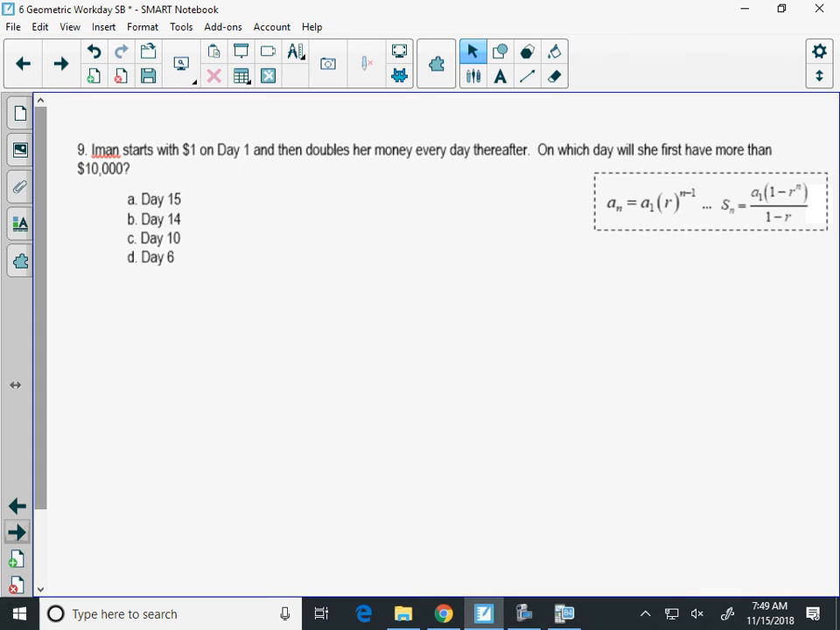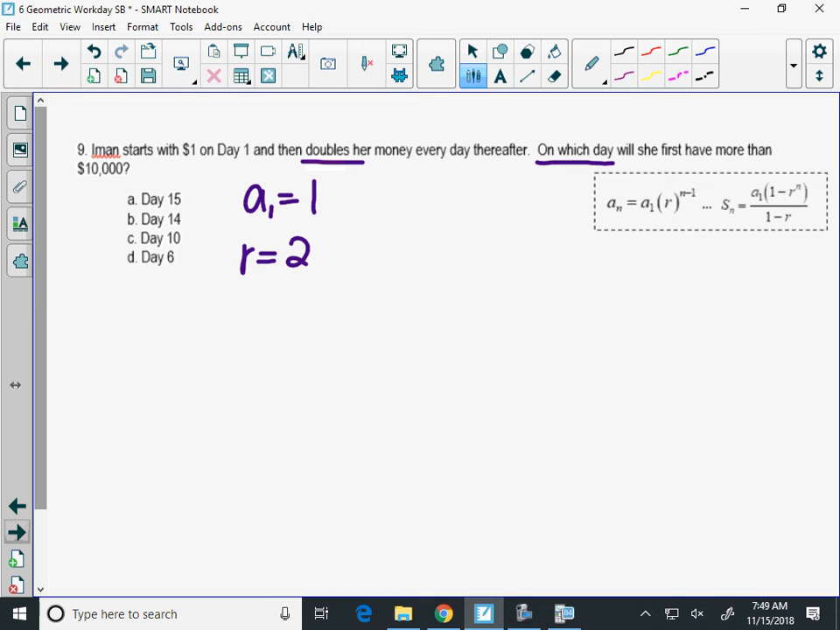All right, number 9 is multiple choice. Again, as you read through, write down what you know. Iman, that's how I think you're going to say it. Iman starts with $1 on day 1. So that means the first term of your sequence is $1. The money doubles every day. So again, your R is 2. On which day? That means I don't know N. They're asking me for what N is here. On what day will she have more than $10,000? So that 10,000 is actually going to be your A sub N.